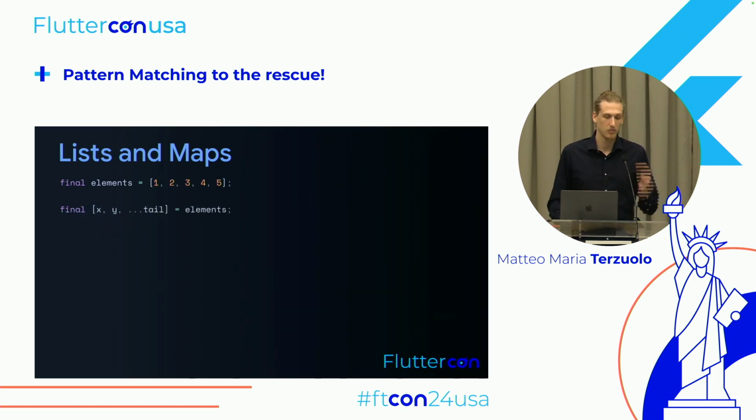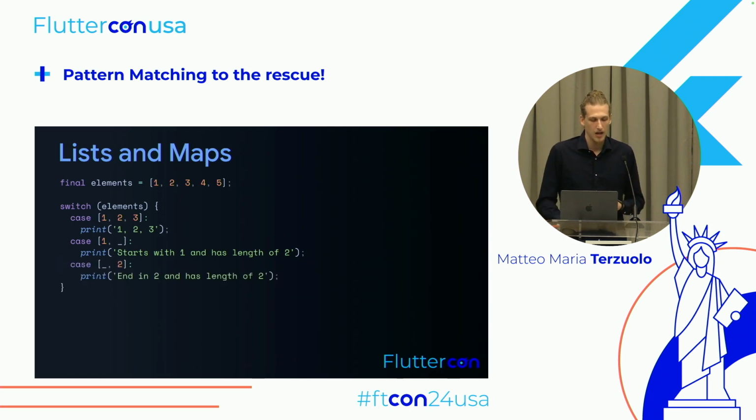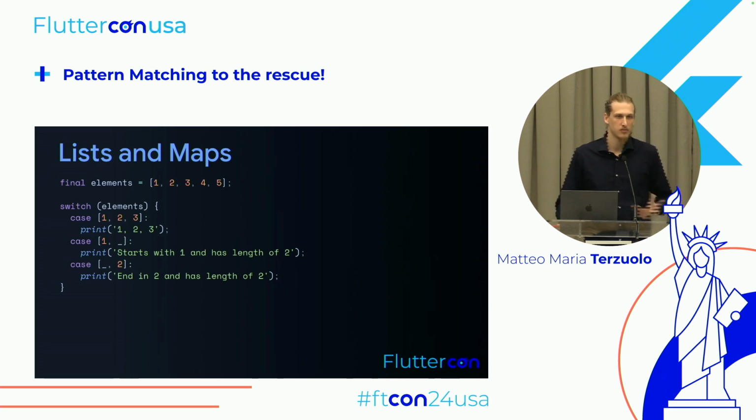We can also use array destructuring to create different cases to check on our lists. So for example, in a case like that, we are telling the switch that we want to check if the list starts with 1 and then has another value that we don't care about. But the important part is that we are checking for a list that has only 2 elements, okay? And we can do the opposite, so it starts with something and ends with 2.